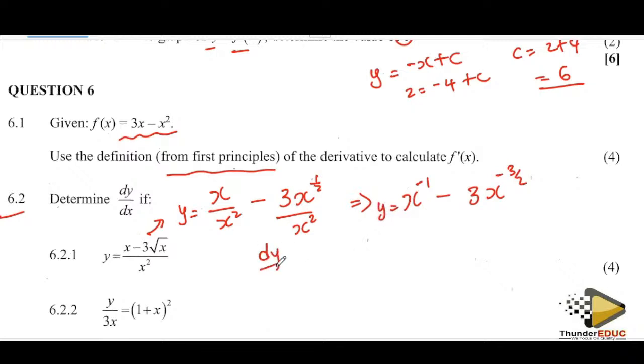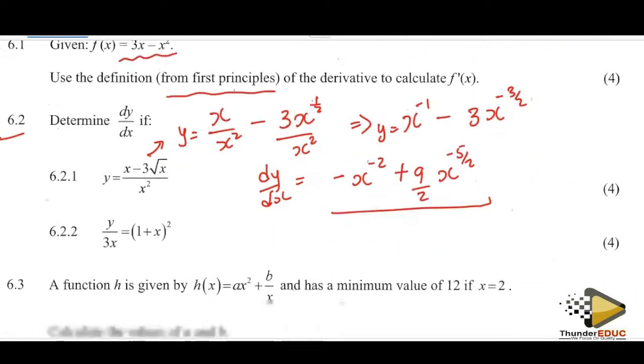Now let's find dy/dx. I'm just going to use the rules. So this and that will give us negative x. We subtract 1, we shall have a negative 2. This negative and the negative, we shall have a positive. 3 times 3 over 2, that's going to be 9 over 2. With x, if we subtract 1, we get negative 5 over 2. That's what I'm getting. Since the question was not specific about positive exponents, in most cases just stop, don't stress.